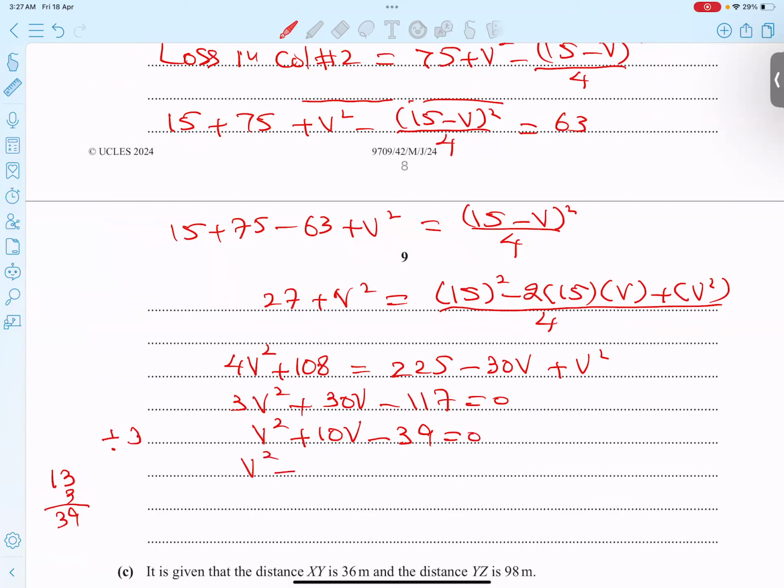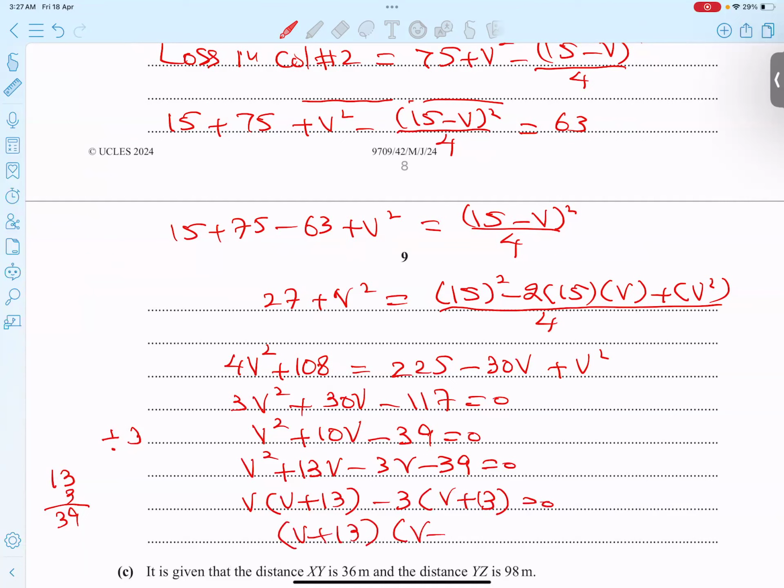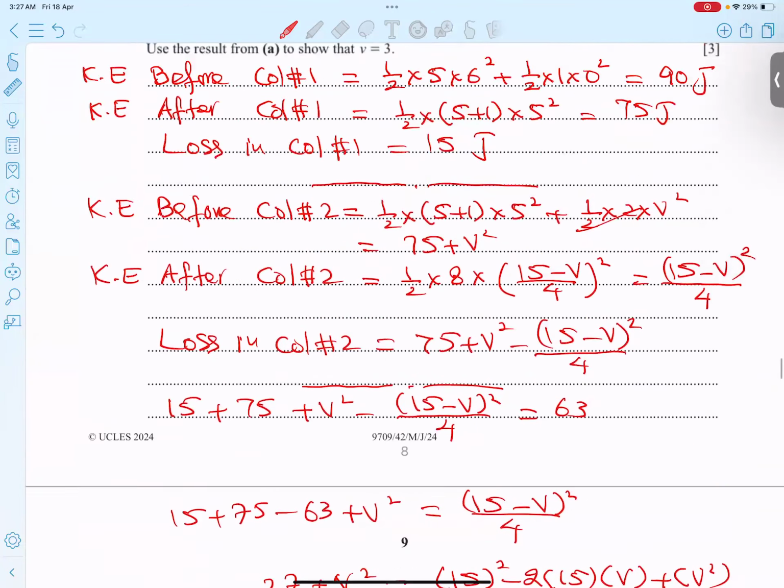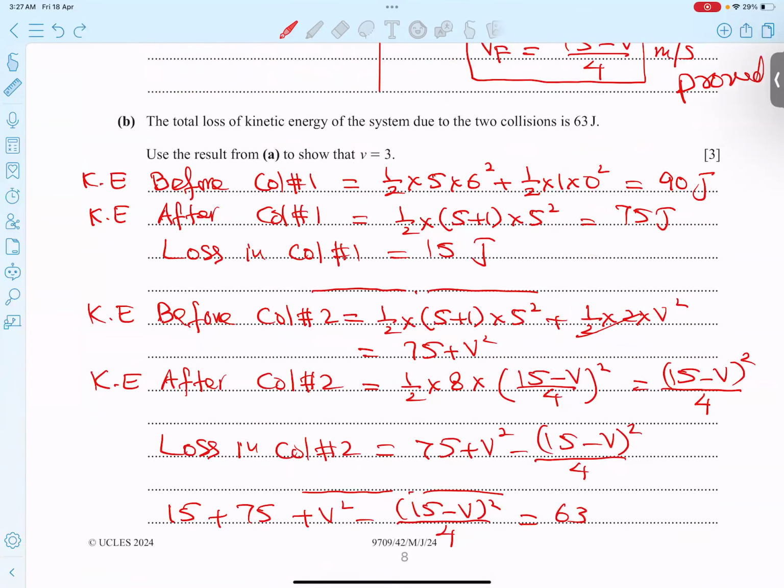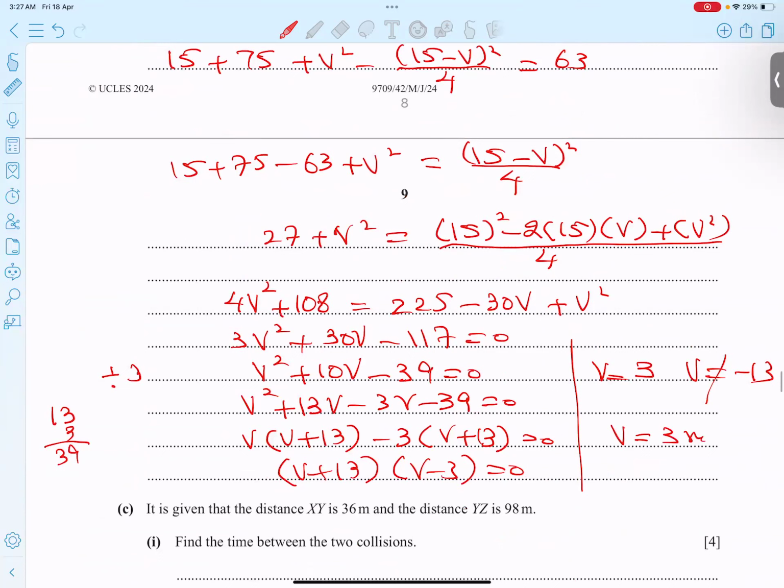So v squared plus 13v minus 3v, v common, v plus 13, negative 3 common, v plus 13. I got (v plus 13) and (v minus 3) equal to 0. I got two answers. One is 3 and one is negative 13, which is not possible. So my answer is, I think he said to prove. Yeah, he said to prove. So we have done it. So proved.